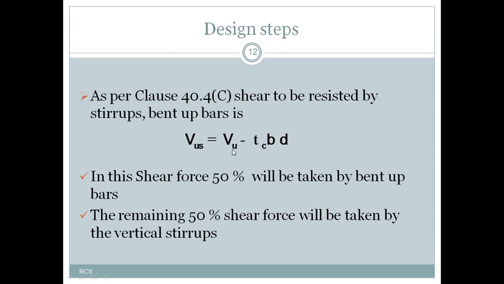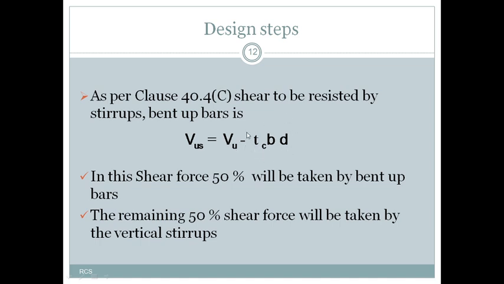This shear force is a factored shear force. It is a combination of shear force in concrete plus shear force in steel, right? That equals the total shear force acting on the member. So exactly, if you want to calculate the shear force to be resisted by the steel alone, that is VUS, that equals VU minus tau C into BD.